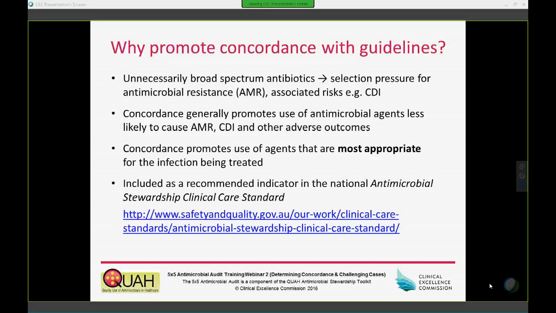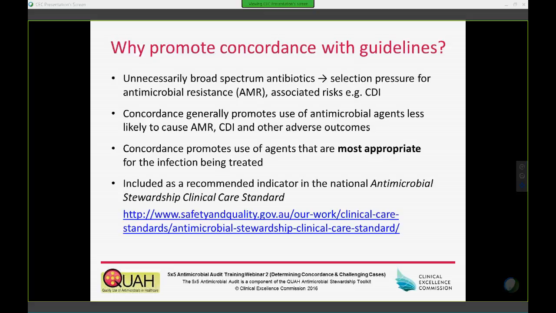More importantly, concordance promotes the use of agents that are the most appropriate for the infection being treated. Generally, if you have locally endorsed guidelines or you're using Therapeutic Guidelines antibiotics, these have been developed and agreed to by a group of infectious diseases specialists or other people in your facility that have expertise in what antibiotics are most likely to be the most appropriate for your patient population. Concordance with guidelines is also included as a recommended indicator in the National Antimicrobial Stewardship Clinical Care Standard.